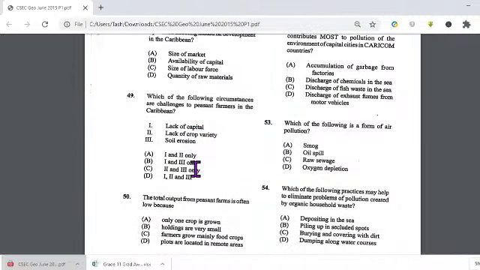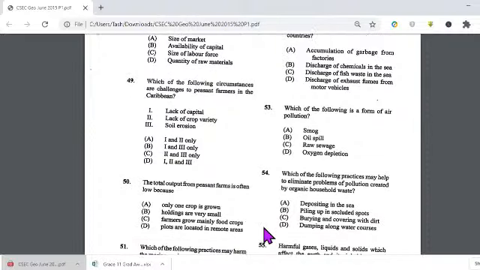The total output from peasant farmers is often low because A, only one crop is grown. We know that's not true. B, holdings are very small. C, farmers grow mainly food crops. D, plots are located in remote areas. So the total output, when we say total output, we're talking about what they are left with after they put in all of the work and do all of the farming, right?